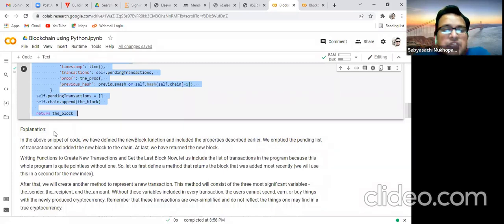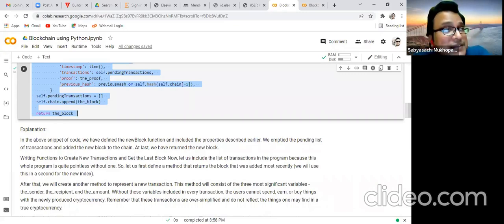So after writing the functions to create new blocks or getting the last block, we'll now include a list of transactions in the program, because the whole program is quite pointless without one. Right. So let us first define the returning of the block as we have done recently. After that, we will create the method to represent a new transaction. This method will consist of the three most significant variables: one is the sender, another is the recipient, another is the amount.